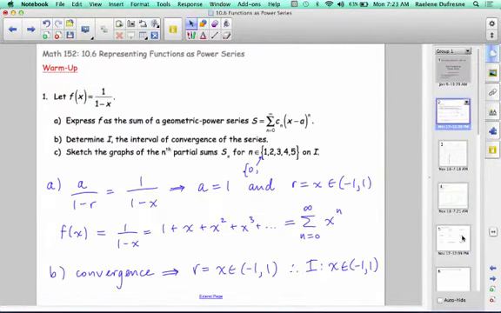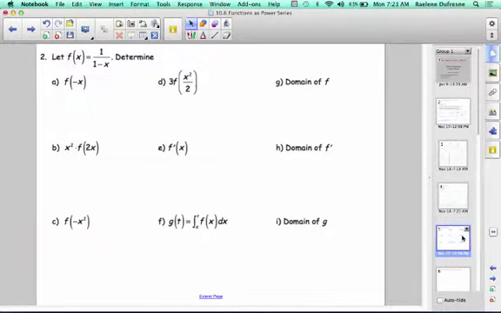I think that's everything from number 1. In number 2, it says to let f of x equal 1 over 1 minus x, and to determine the following. We have some compositions, we have some products, we have some derivatives and some antiderivatives. So let's just go and work these things out.